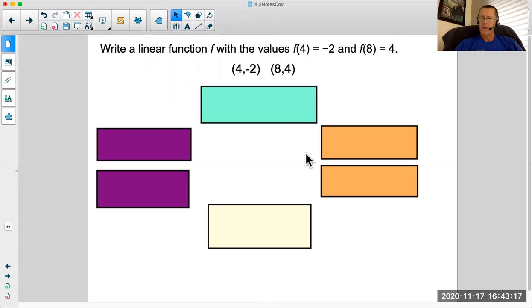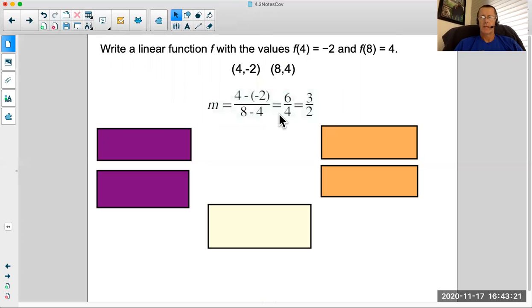Can I figure out the slope? Of course you can. Use the change in the y's over the change in the x's formula. So one way, 4 minus -2 over 8 minus 4 gets us 6 over 4, which reduces to 3 over 2. And by the way, if we'd done it the other way, -2 minus 4 would have been -6, and 4 minus 8 would have been -4. Isn't -6 over -4 the same thing as 6 over 4, which is 3 over 2? It sure is. So now I have my slope.